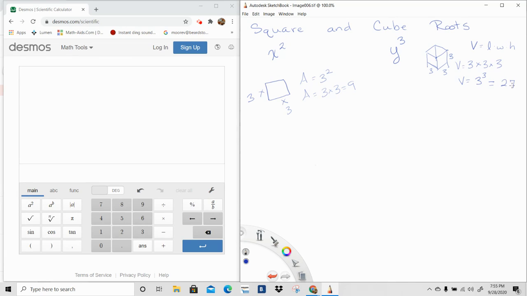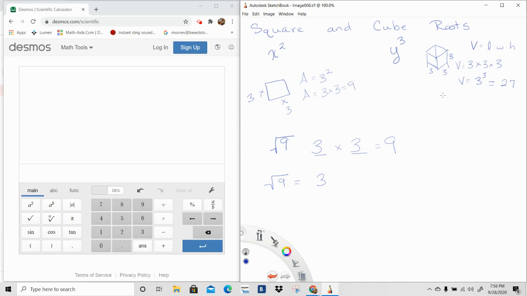So when we talk about square and cube roots, we're undoing the squaring or the cubing. We use a very special symbol that we call a radical sign. We say, what is the square root of 9? When we say that, we're asking ourselves what number times itself equals 9. Well, we just did it up here, so we remember it's 3 times 3. So the square root of 9 is 3.